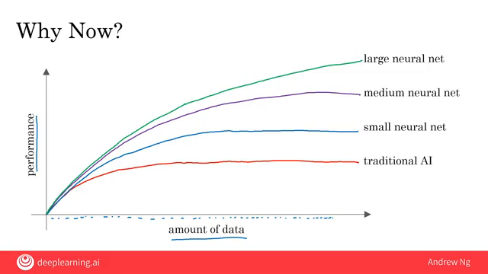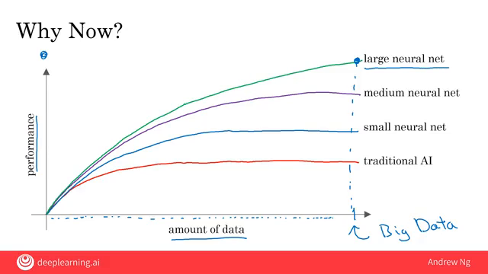Now, here are a couple implications of this figure. If you want the best possible levels of performance, to hit this level of performance up here, then you kind of need two things. One is it really helps to have a lot of data. So that's why sometimes you hear about big data. Having more data almost always helps. And the second thing is you want to be able to train a very large neural network.